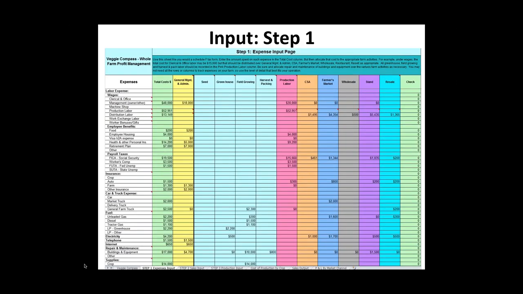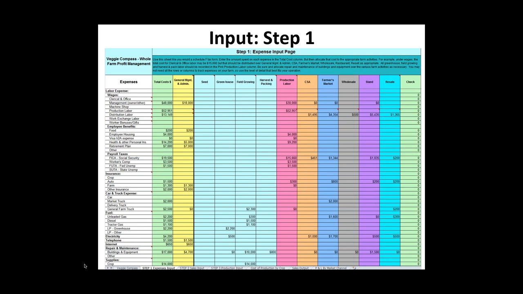We don't have time today to do a detailed walkthrough of VeggieCompass, but I just wanted to show you a few slides so you can get a sense of what it looks like. It's a spreadsheet with 6 pages across the bottom. Well, I guess there's more pages if you include the instructions. The first input page looks like this, and this is where you put in your expenses along that left white column. And then VeggieCompass asks you to allocate those expenses across the different aspects of your farm, which are the colored columns out to the right.